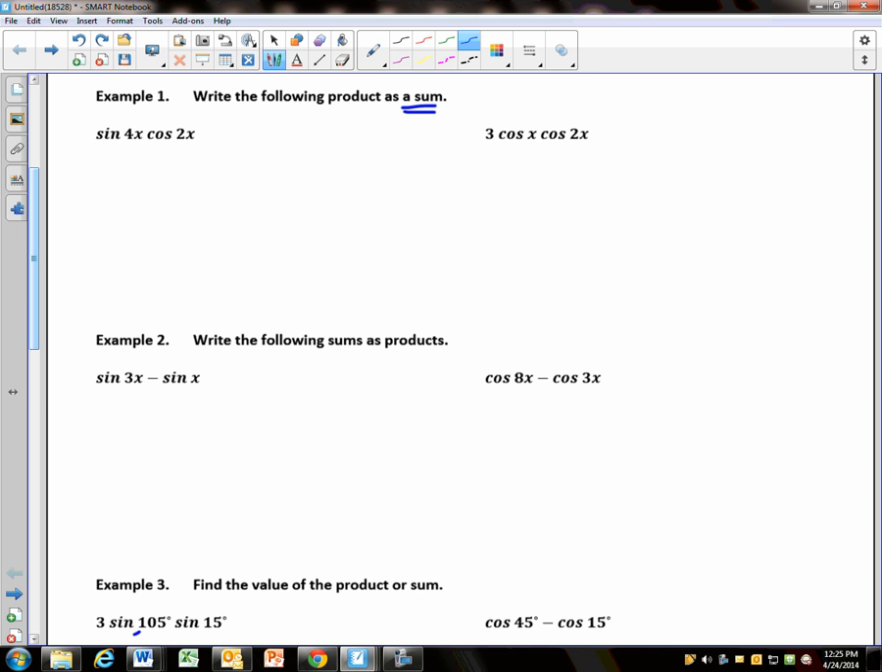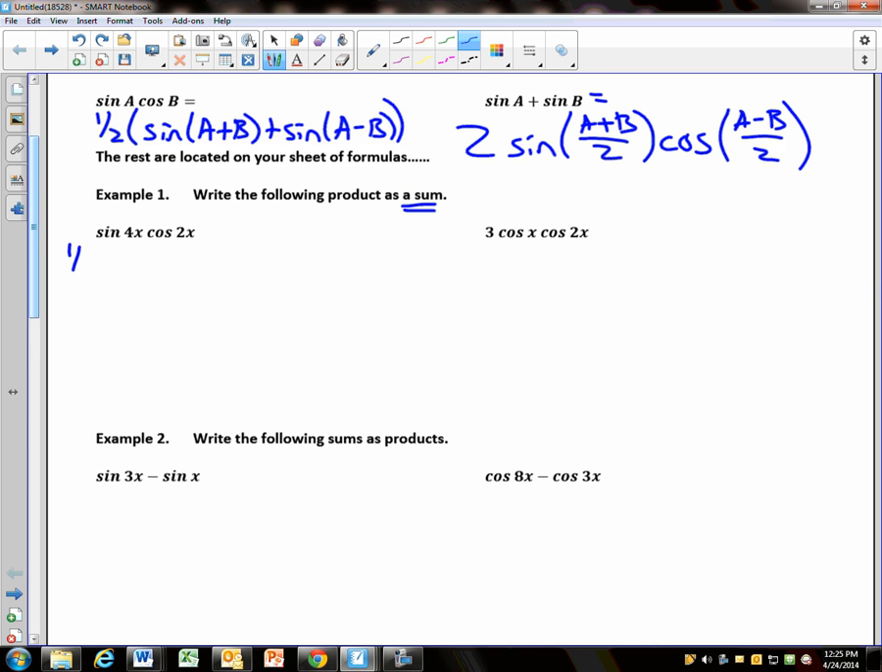So I have the sine of 4x times the cosine of 2x. Which formula do I use on that sheet? 1, 2, 3, or 4? It's 3. It's the same one that we wrote up above, so I'm going to write it down. One half times the sine of A plus B plus the sine of A minus B. That's the form. So what is A? A is 4x. What's B? So now let's simplify. One half. Oh, got angry at me.